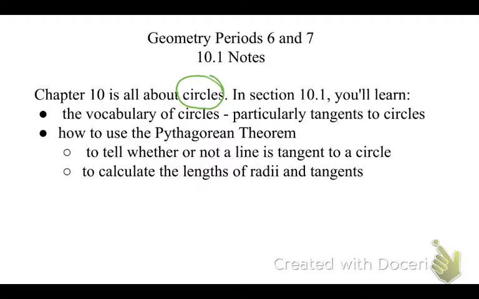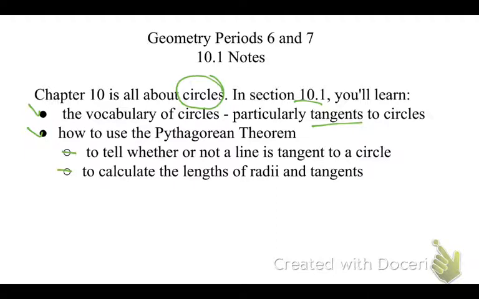So in section 10.1, you're going to learn the vocabulary of circles and pay particular attention to tangents of circles. We're going to learn how to use the Pythagorean theorem to tell whether or not a line is a tangent to a circle and to calculate the lengths of radii and tangents.